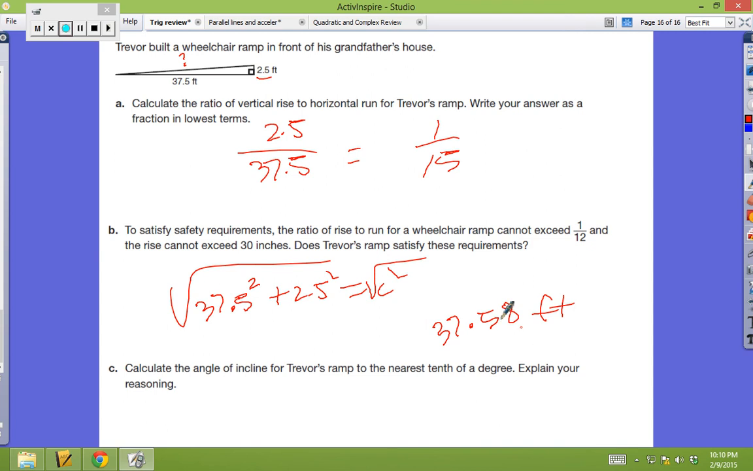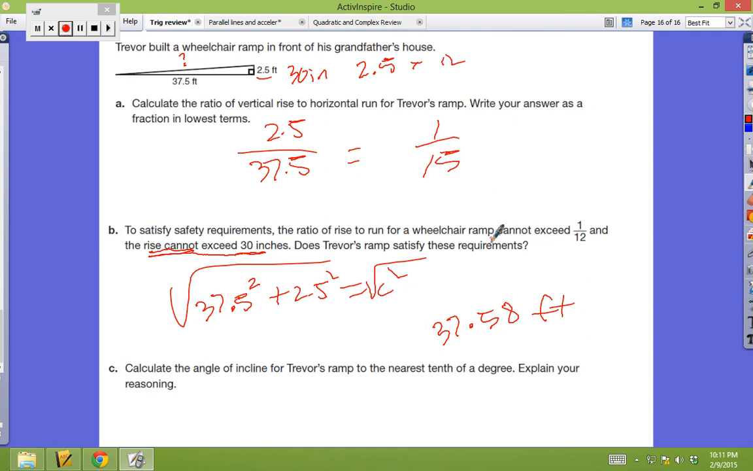Oh no, I'm an idiot. The rise cannot exceed 30 inches, not the ramp. Okay, the rise can't be greater than 30 inches, so the rise is 2.5 feet. So 2.5 feet times 12 inches, and that is going to be, holy cow, 30 inches. So it does not exceed 30 inches, so we're safe there. So this is exactly 30 inches.